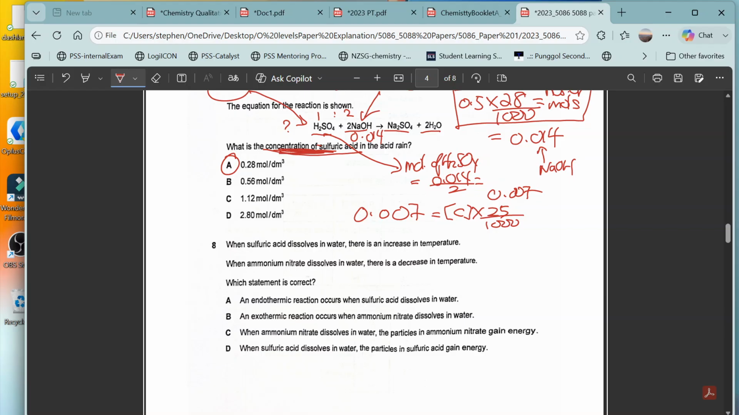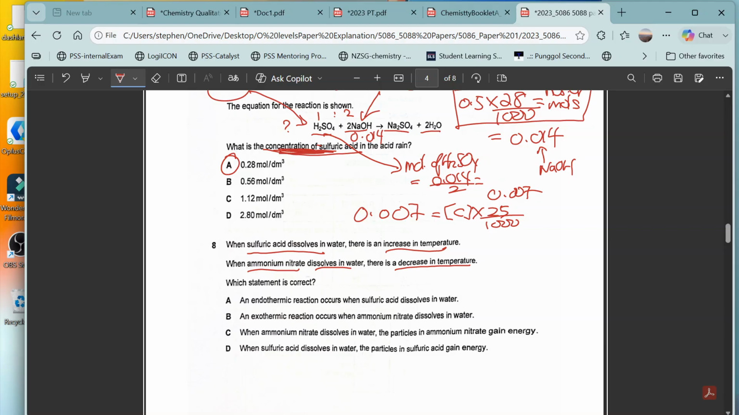Number 8. When sulfuric acid dissolves in water, there is an increase in temperature. Okay, what does that mean? This is when ammonium nitrate dissolves in water, there is a decrease in temperature. Again, what does that mean? Right. Step number 1 is to look at the data given, the information given. Step number 2 is to find out what are the hidden message, what are the hidden data.